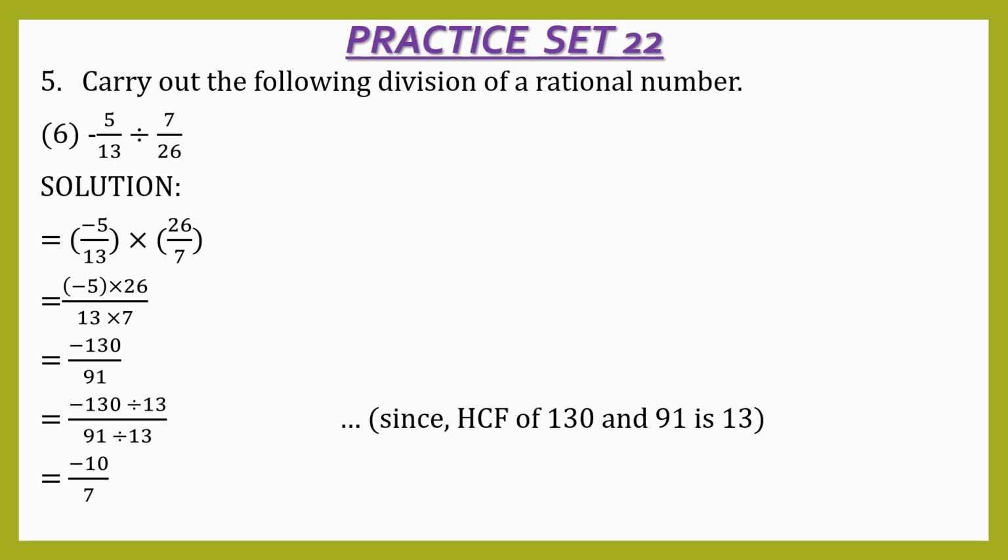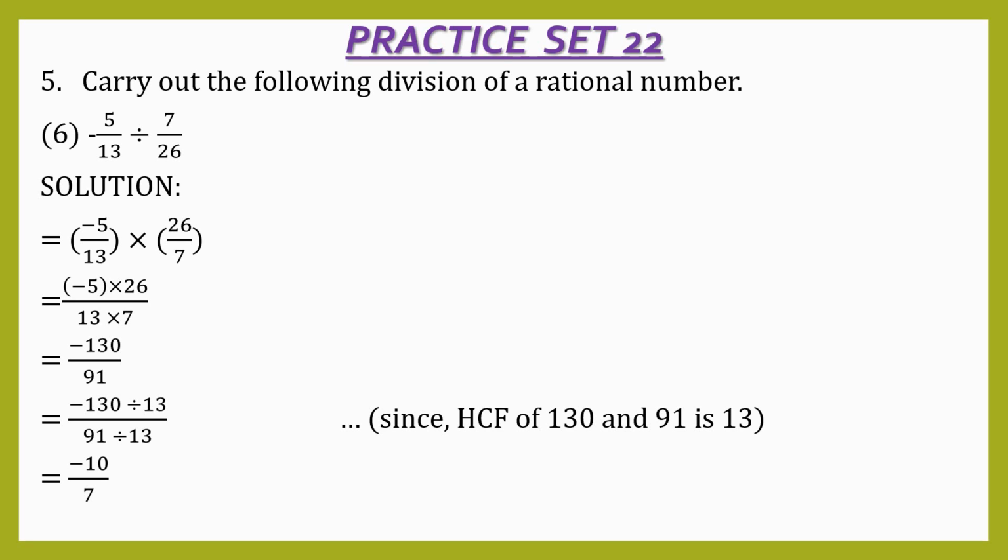So our step will become minus 5 upon 13 multiplied by 26 upon 7. Now we have multiplication sign in between. So we are going to multiply numerator with numerator and denominator with denominator. So this will become minus 5 multiplied by 26 upon 13 multiplied by 7. So minus 5 multiplied by 26 is minus 130 and 13 multiplied by 7 is 91. So this will become minus 130 upon 91.